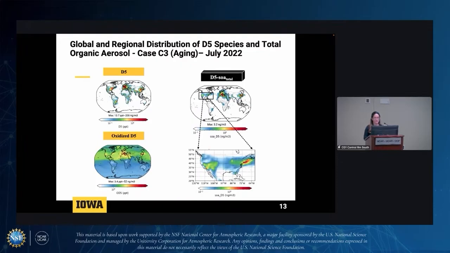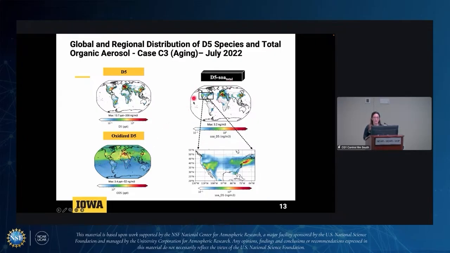Here is the global distribution of the D5 species. As you can see here, the hotspot and highest concentration of D5 are mostly distributed over urban areas like Europe, China, east and west of United States. However, the oxidation products are distributed almost everywhere in the northern hemisphere. You can also see some concentration in the Arctic, showing the long-range transport.